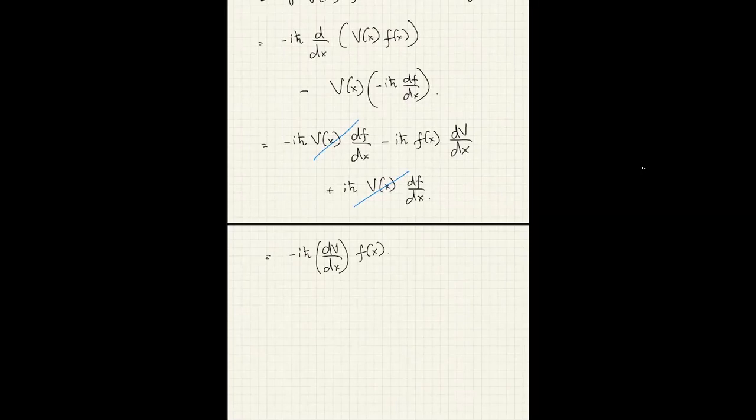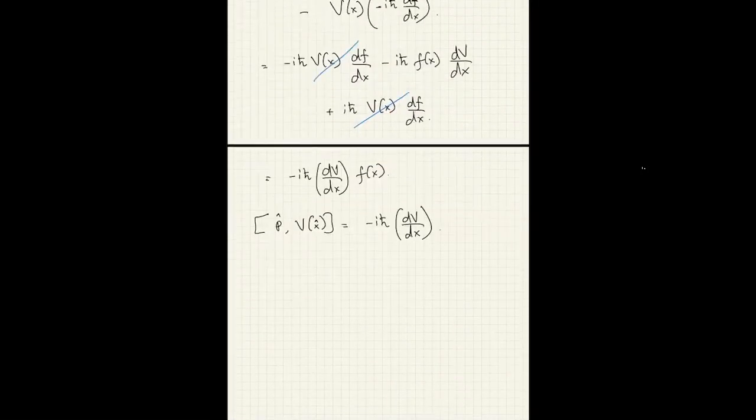Now I can remove the f of x on both sides, and I can write this commutator [p, v of x] as minus iħ dv/dx. And if I work it out in 3 dimensions, I will get minus iħ del v. So this is the answer to this question. This is the result of the commutator.